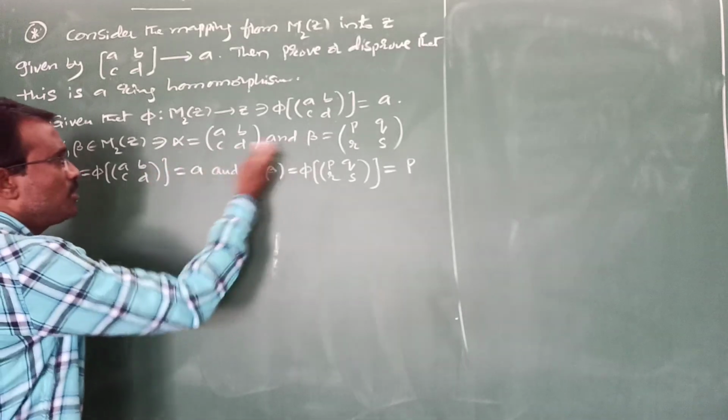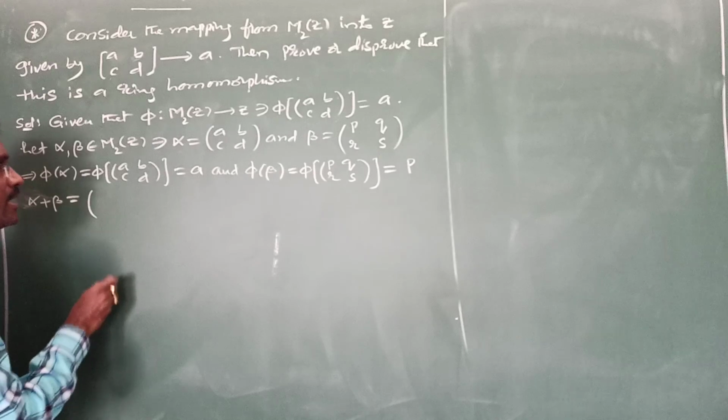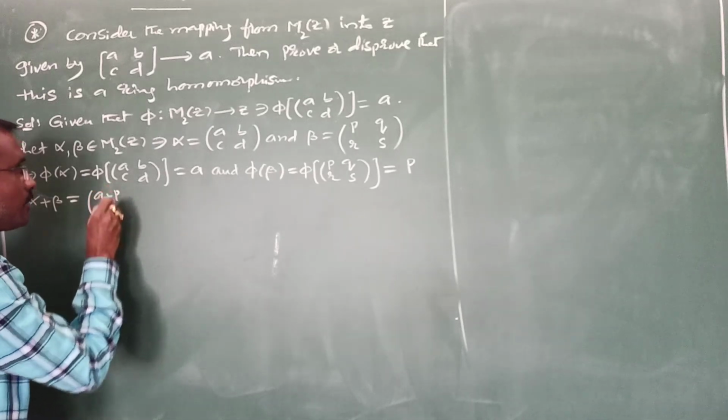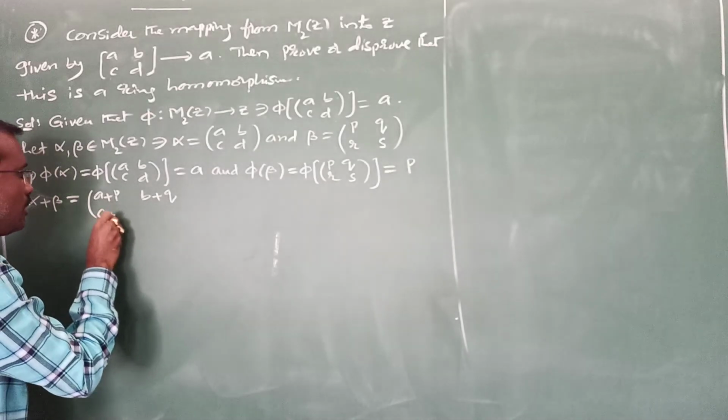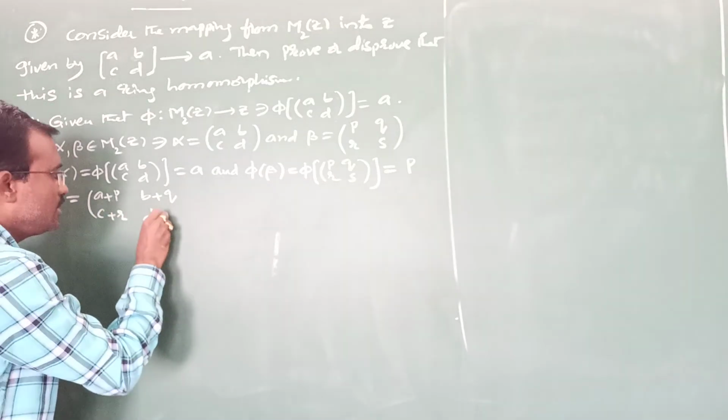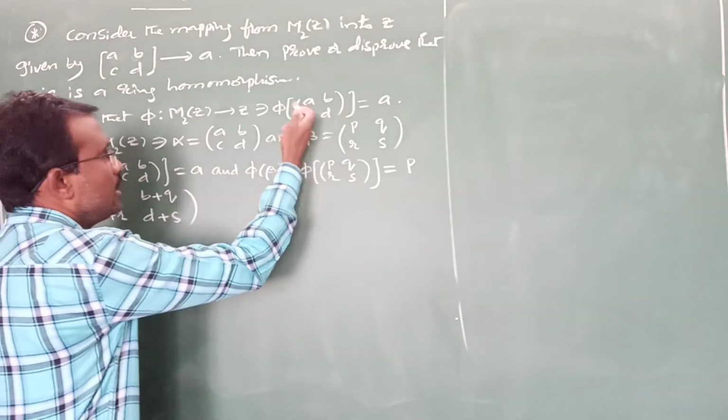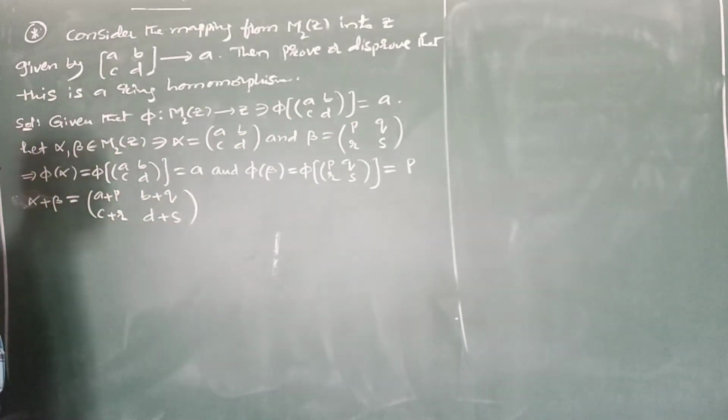Alpha plus beta is what? My addition of these two matrices. Directly I am writing A plus P, B plus Q, C plus R and D plus S. Any problem? Just corresponding elements add. That is alpha plus beta.